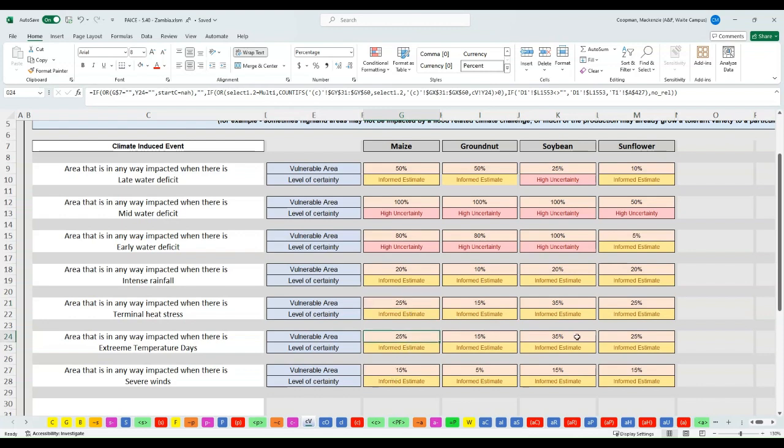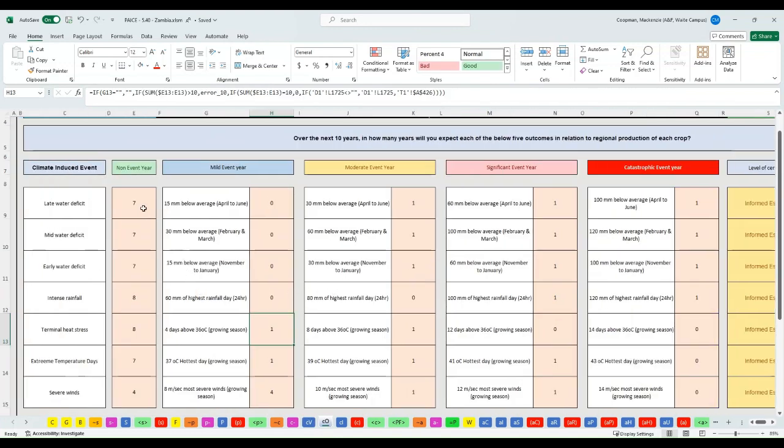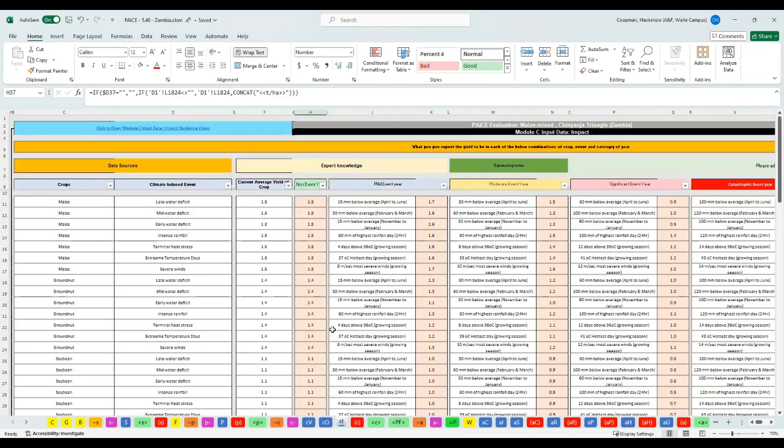Extreme temperature days, again, that's looking at heat, so a similar thing. Severe winds, this is a little different here because you might have some crops which aren't affected because they are sheltered by the topography of the region. So it may be worthwhile reassessing these values. CO, we also discussed these ones and you guys were happy with those. CI now.